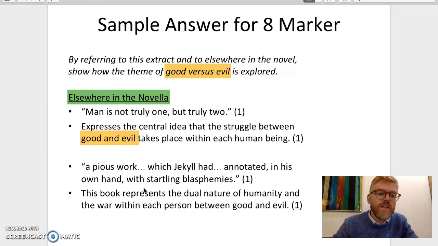And then my next quote is a pious work which Jekyll had annotated with his own hand with startling blasphemies. This book represents the dual nature of humanity and the war within each person between good and evil. There's my key phrase that keeps me on track with the question.